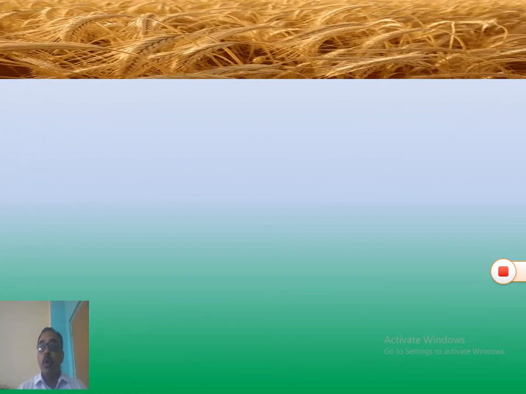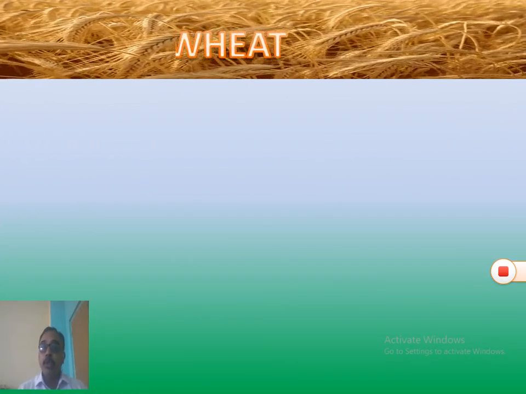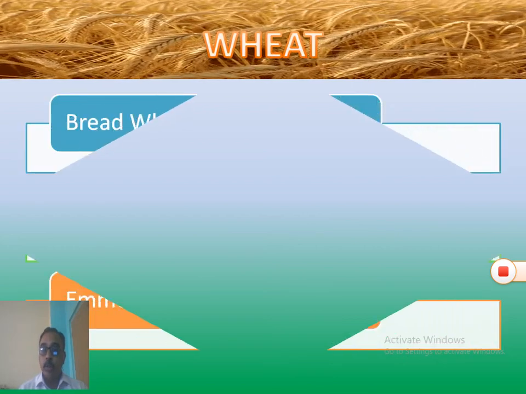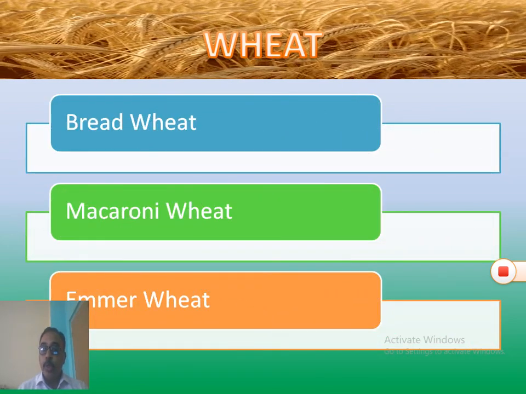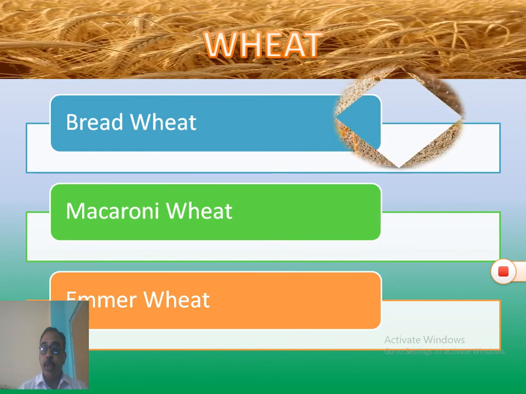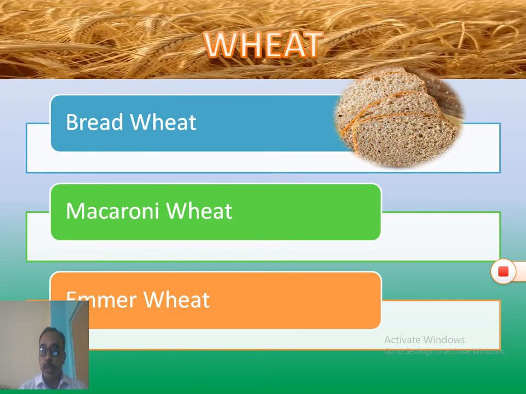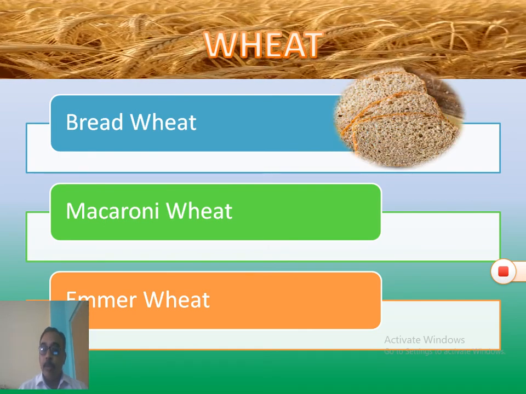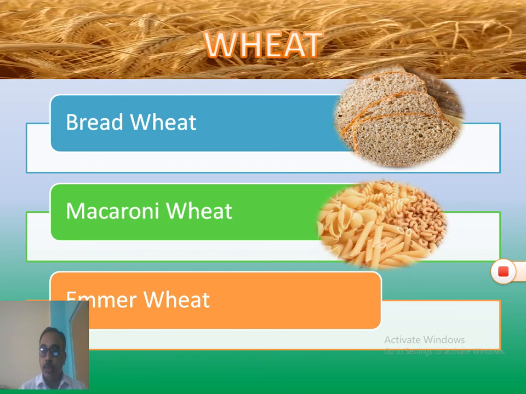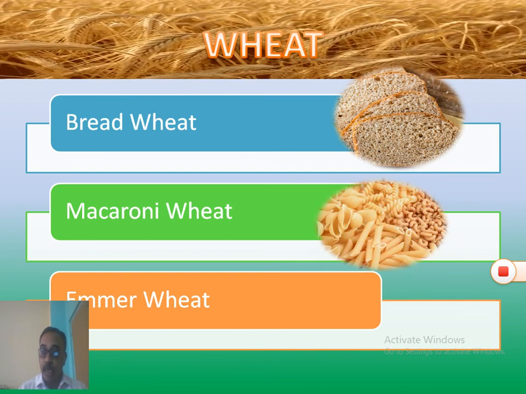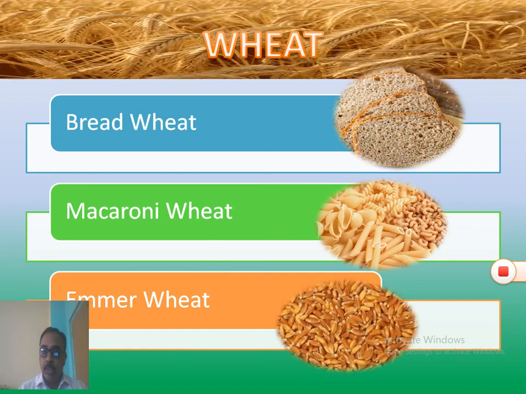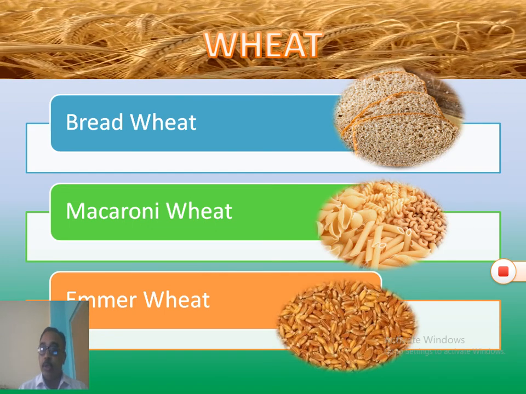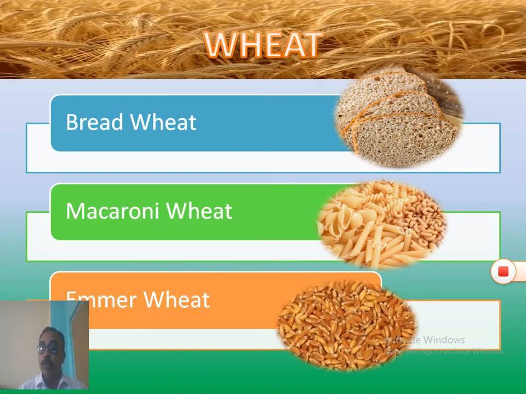The next food crop that we'll be doing is wheat. If we talk about wheat, there are three different types of wheat. Bread wheat, that is the normal bread. Macaroni wheat, you see those pastas and all that you have. Emmer wheat, which is a little brownish in color. So these are three different types of wheat.